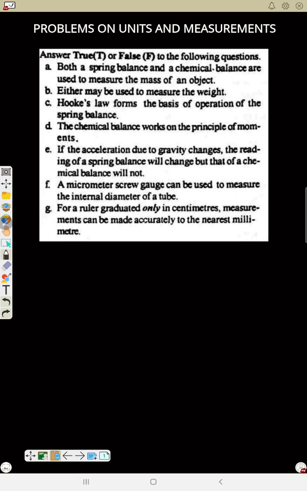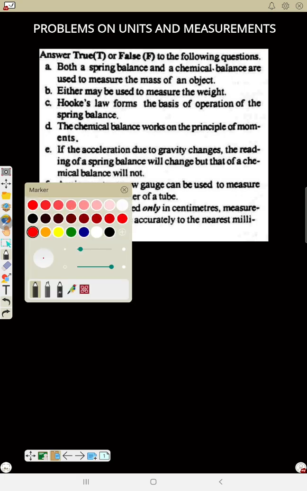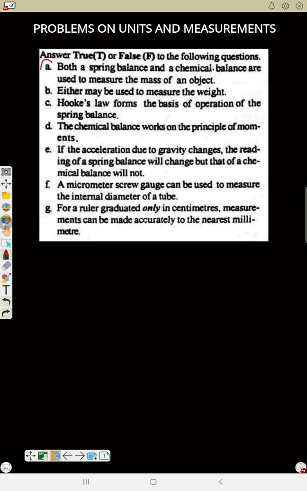Now the first one. The first question, A. Both a spring balance and a chemical balance are used to measure the mass of an object. Now, in previous videos, we have talked about spring balance, chemical balance, and the difference between mass and weight.